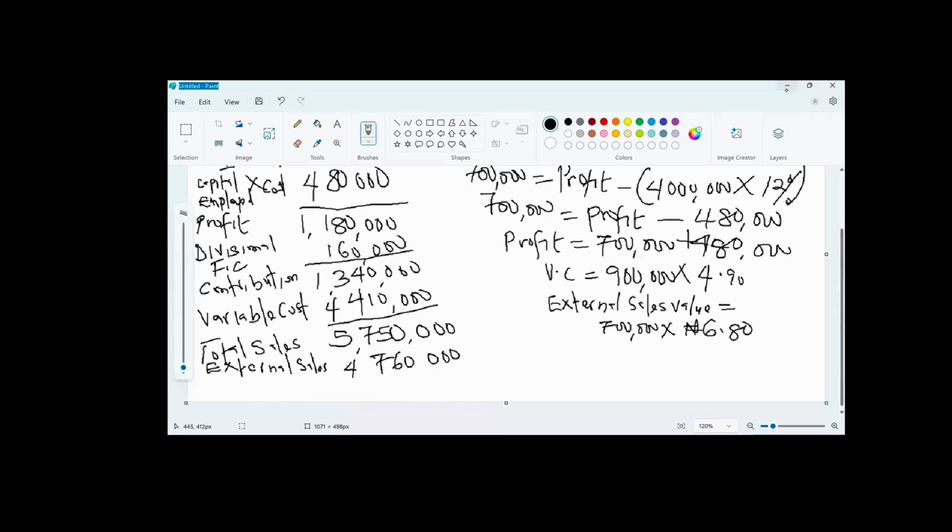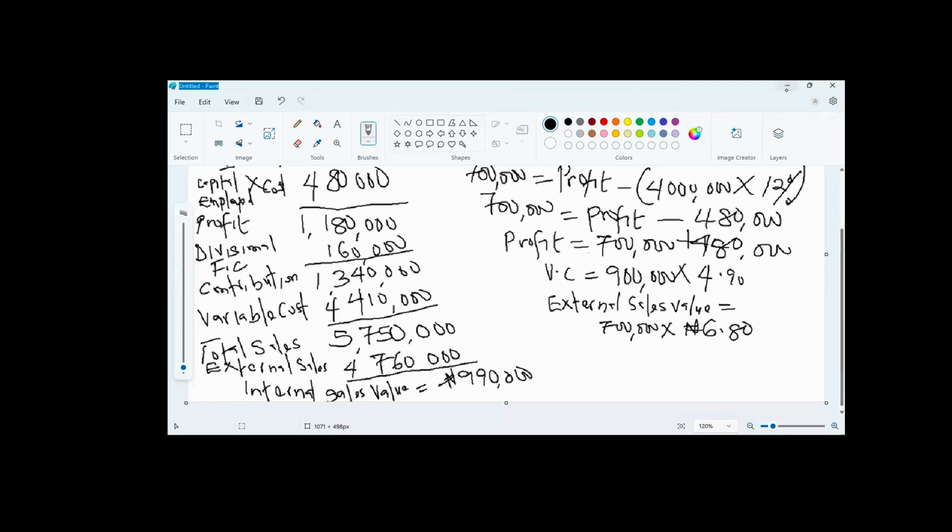The total sales is 5,750,000. External sales is 4,760,000. What is total internal sales value, please? 990,000. You just do total sales minus external sales. The difference becomes 990,000. This is the internal sales. Internal sales means sales from Aba division to Beta division.